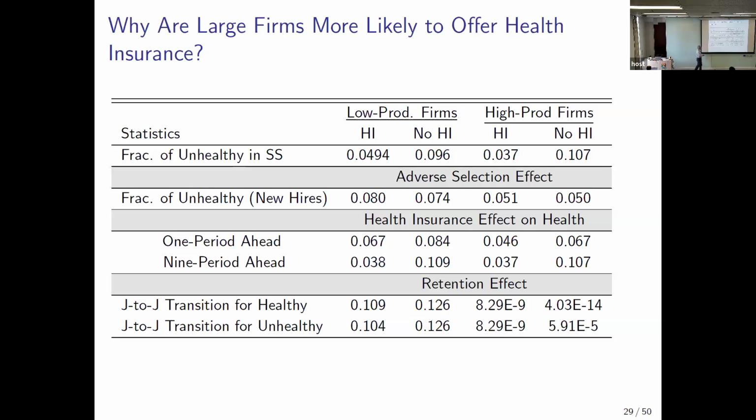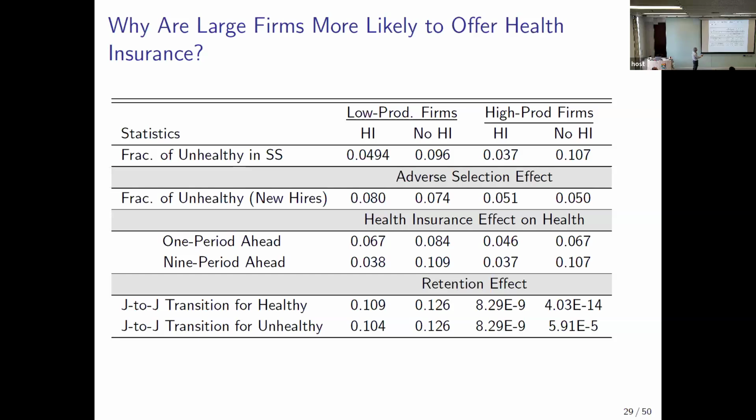First of all, you can think about firms in the economy. Some of the firms have low productivity, and some of the firms have high productivity. In this simulation, the low productivity firms are the firms with the bottom 20% of the productivity in our model. The high productivity firms are the firms with the top 20% of the productivity in our model.